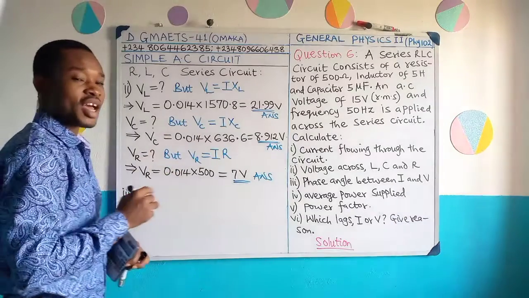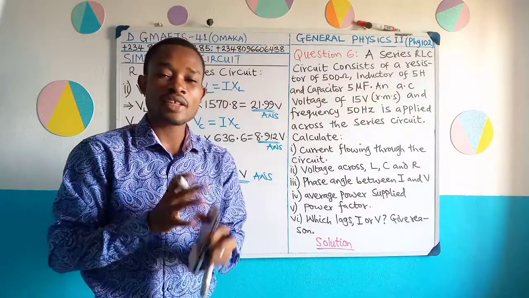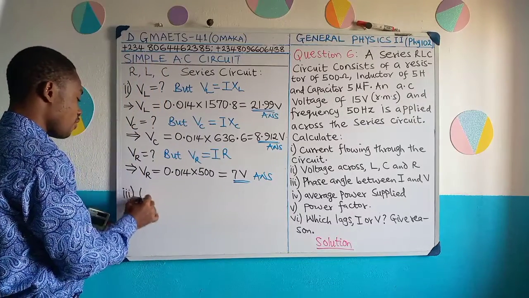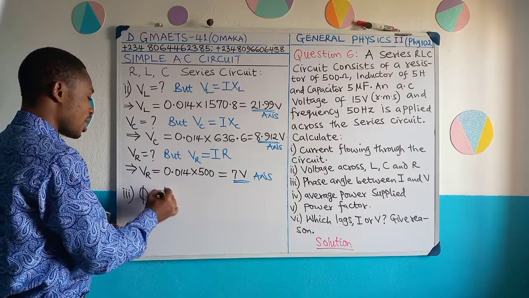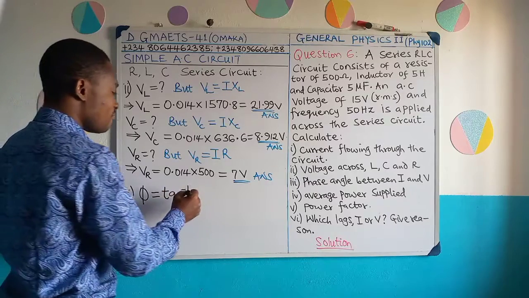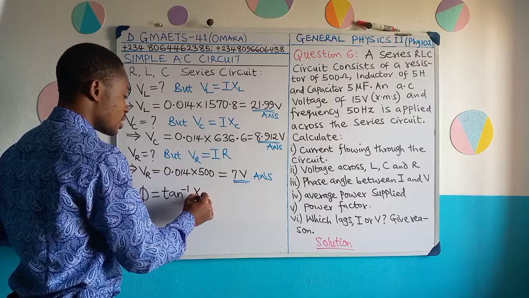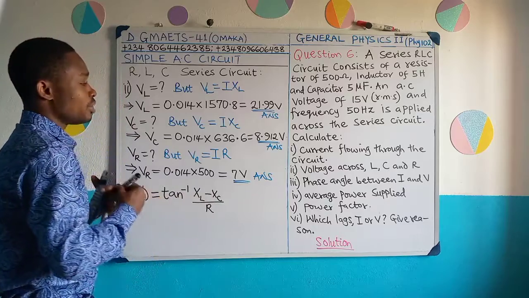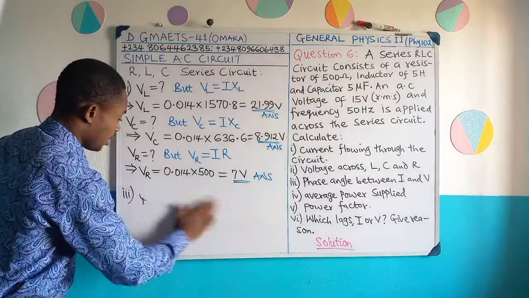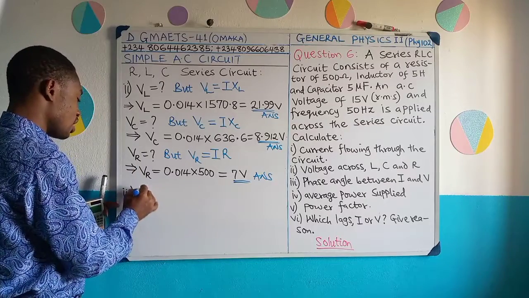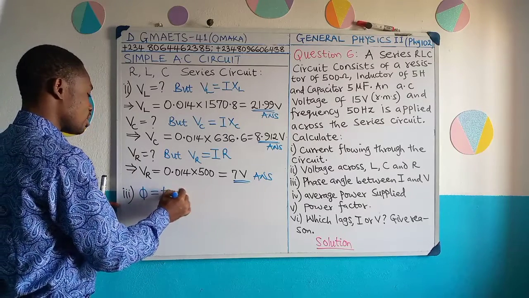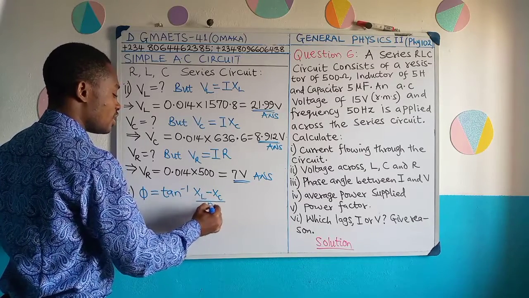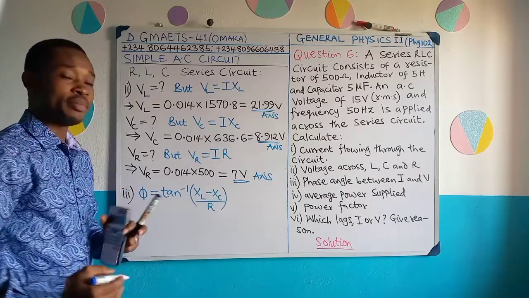Phase angle. Phase angle, that's what we call phi. That is the angle between current and voltage. You remember we said phase angle phi. If we want to get its value, this formula, we use tan inverse of XL minus XC, and we divide by the resistance. Now the formula is this. Okay, let me use the blue marker to write the formula again. Phase angle is tan inverse of XL minus XC, divided by resistance. So this one will be the formula.